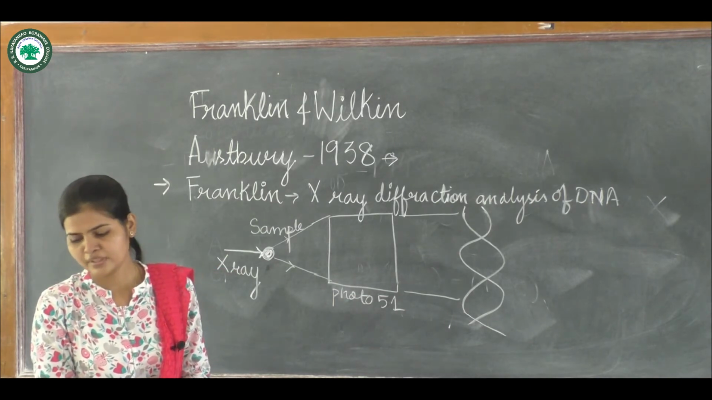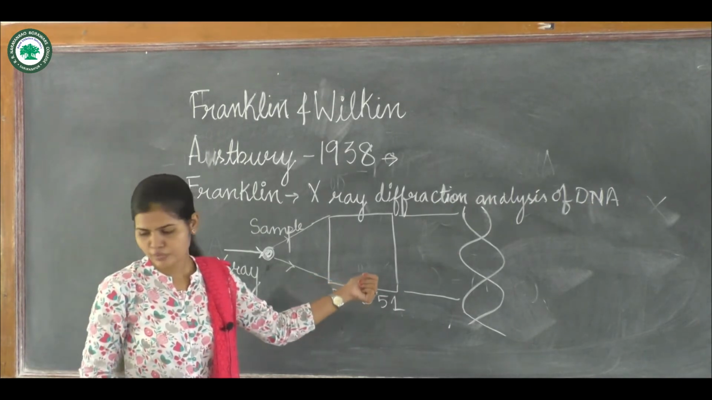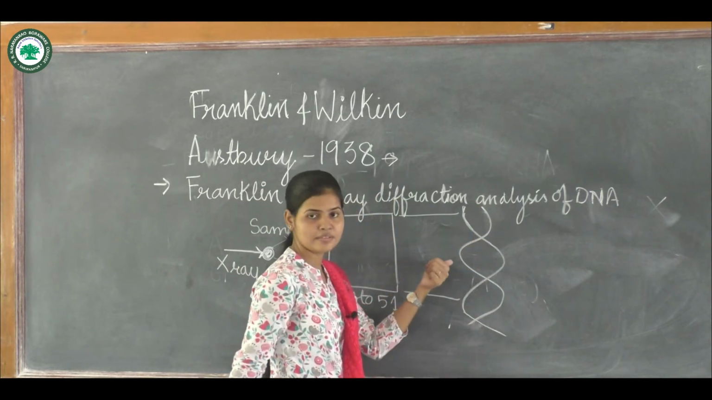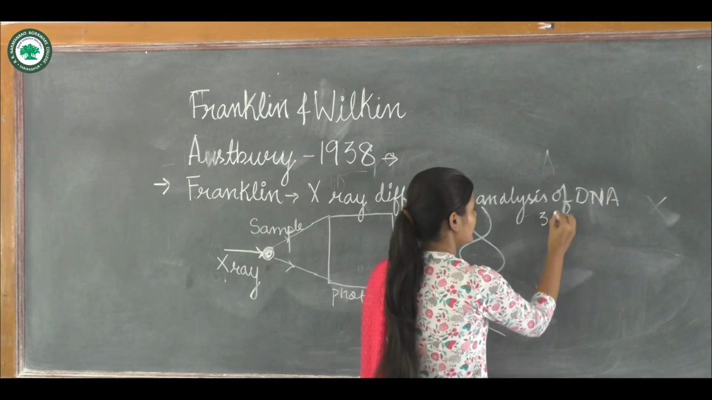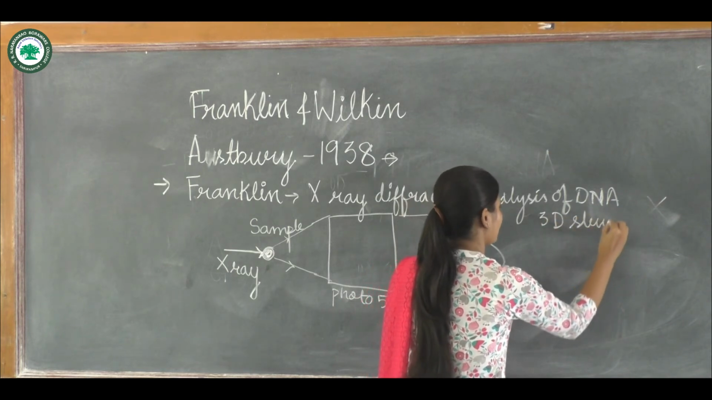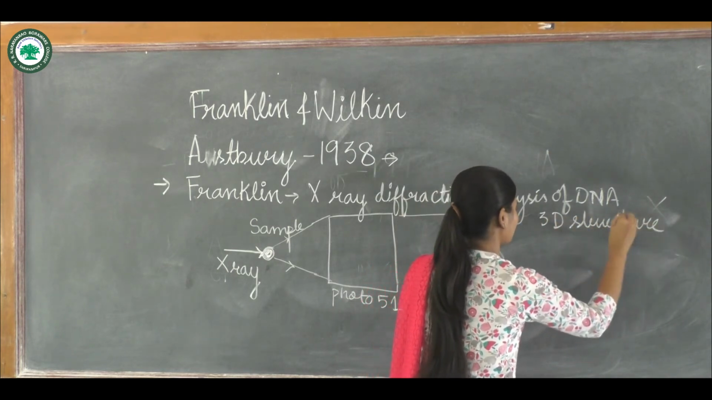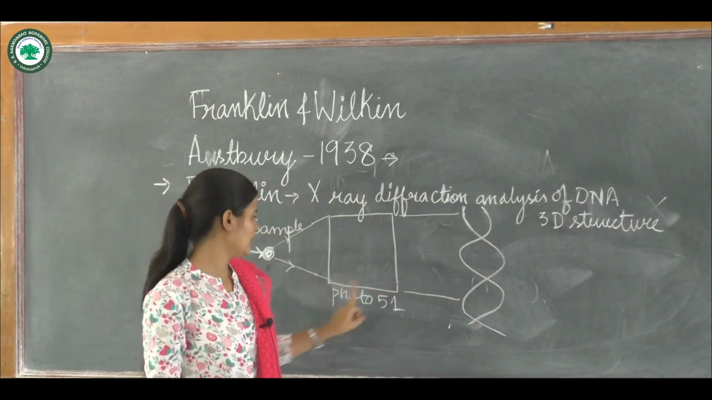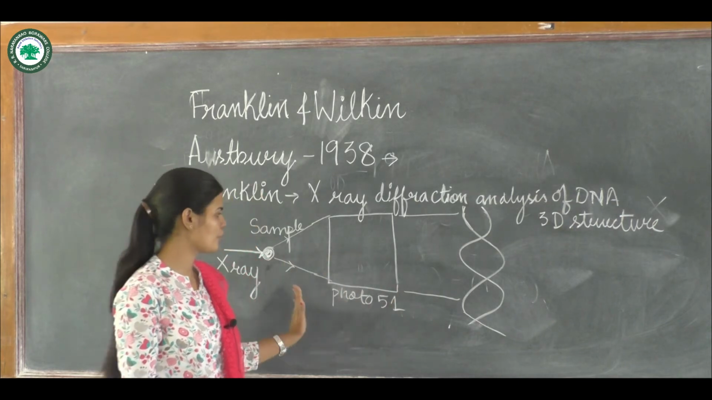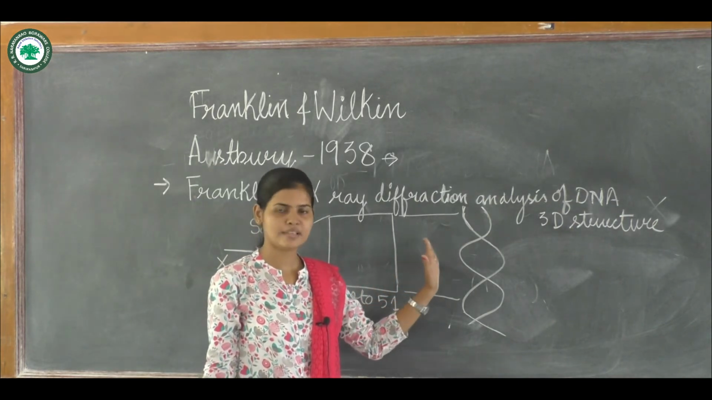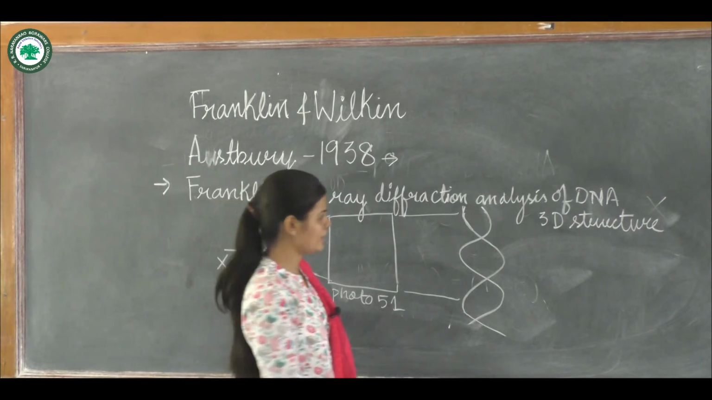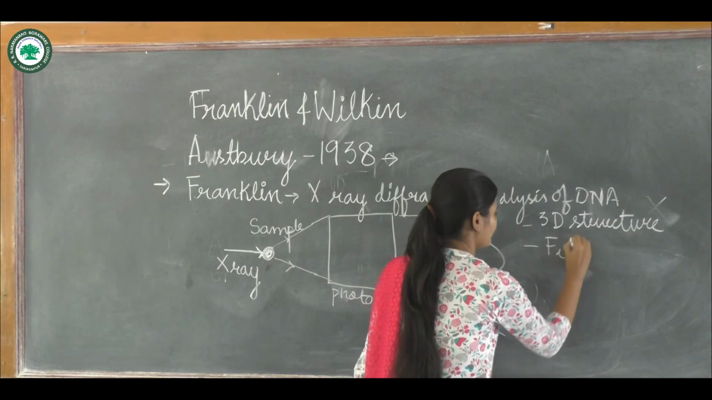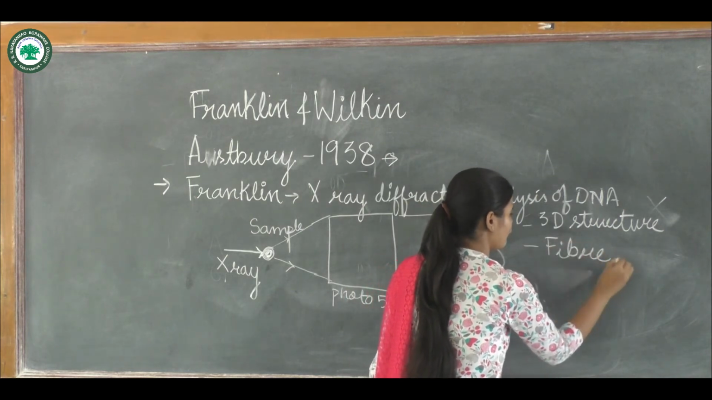Now further analysis was done on these patterns, and the 3D structure of DNA was prepared. It shows that DNA is helical in structure. And DNA is in the form of a fiber. Now later on, what happened?